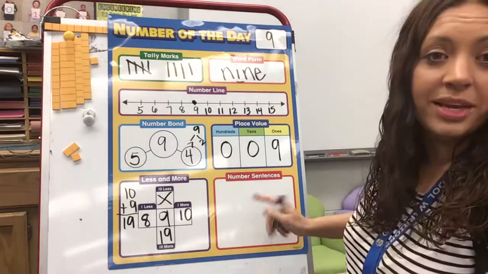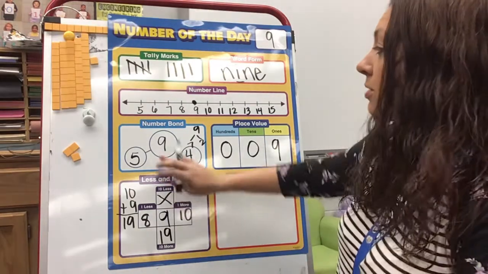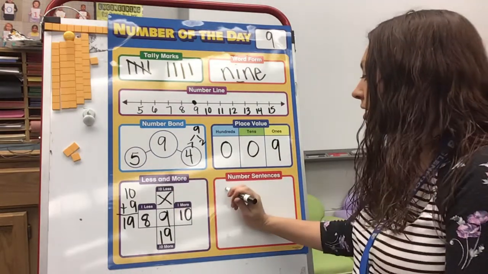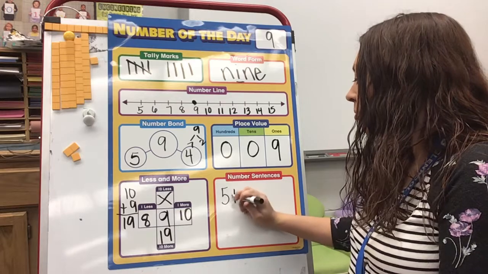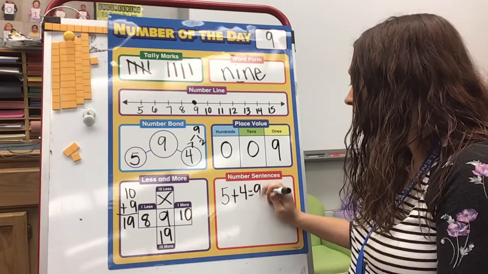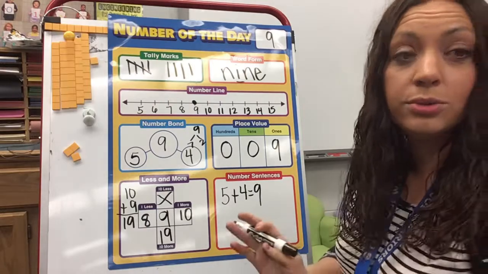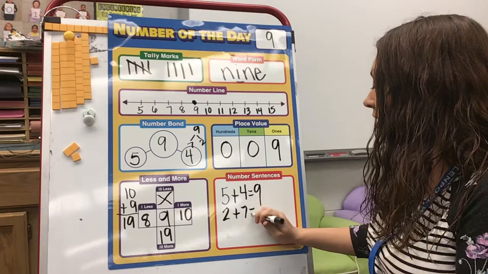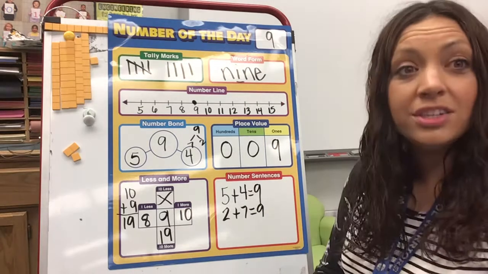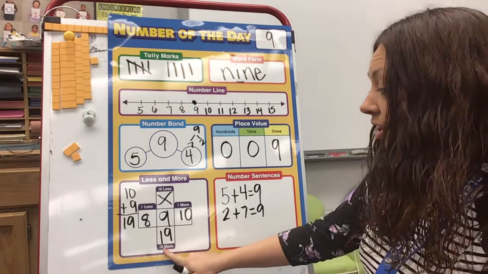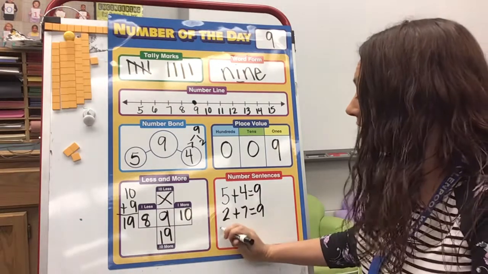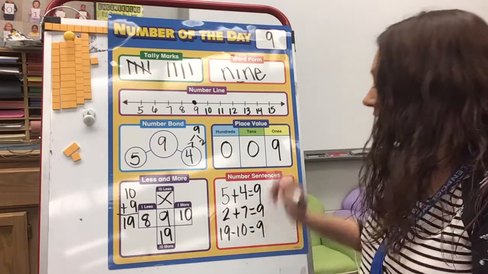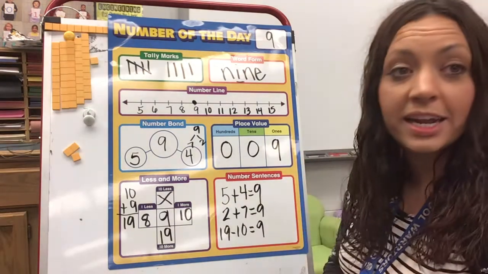All right, and then you get to put it as a number sentence. So this is where you go back and you can look at your number bond or do something else. If I look at my number bond, I can say 5 plus 4 equals 9. Now this is where you can challenge your brain and you can do different ones. Or you can say 2 plus 7 equals 9. You can even do some subtraction problems. If I look here, it says that 10 more is 19. So I could put 19, take away 10 equals 9. So I can challenge my brain in any way that I want.